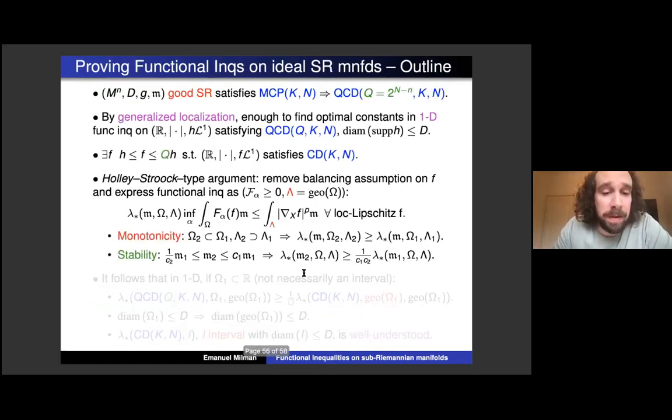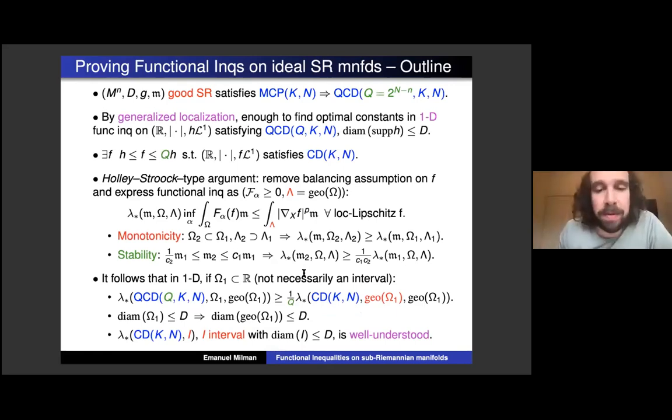If you want the details of this little argument, the whole outline is here, but I'm out of time. And so I'll stop here.